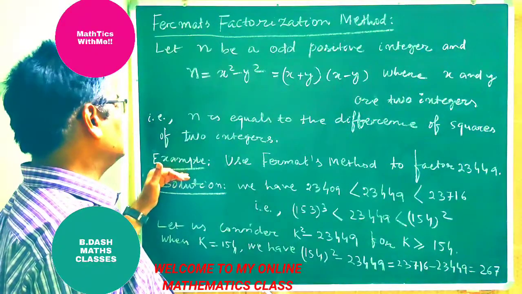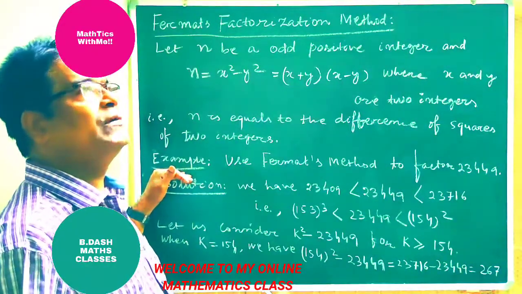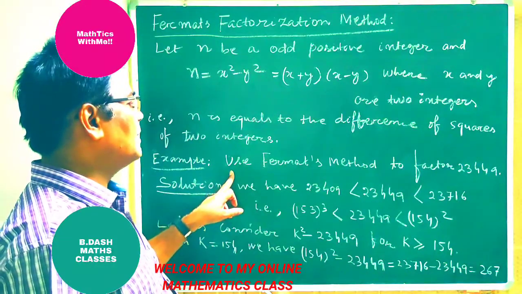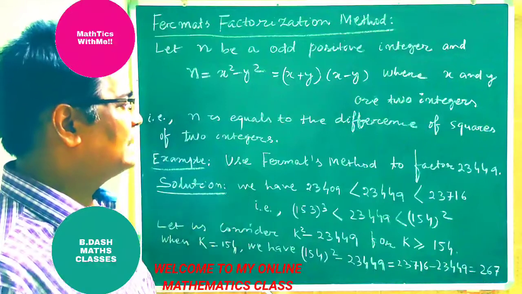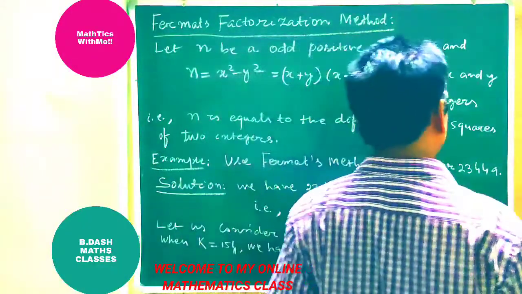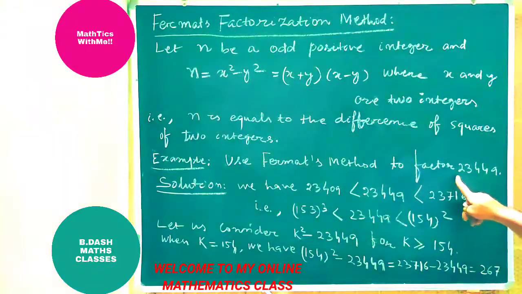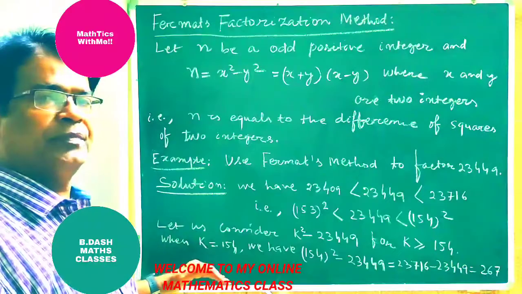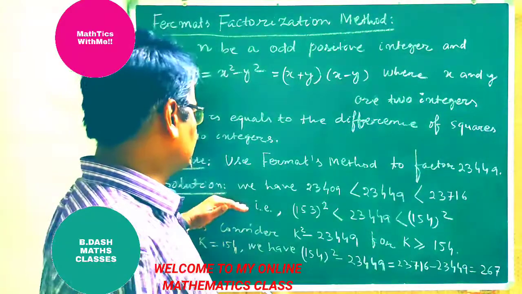Now one example I will take to explain this method. Use Fermat's method to factor 23449. This is the number we have to factor using Fermat's factorization method. So let us proceed for the solution.